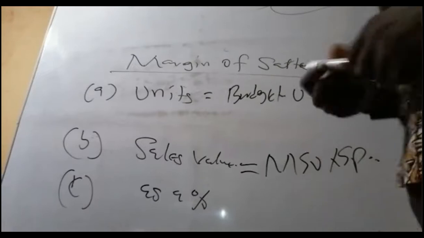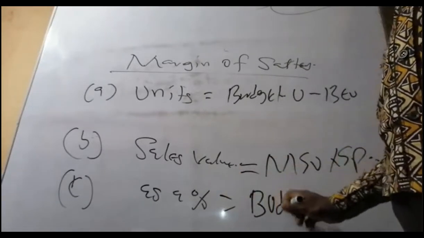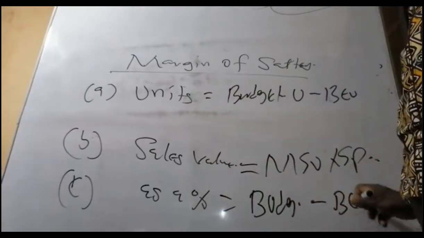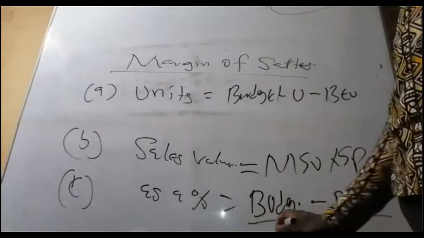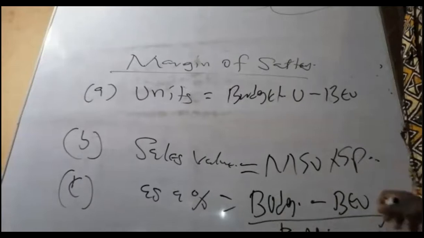Now, as a percentage, it is equal to budgeted units minus break-even units, all divided by what? The budget. All divided by budgeted units, times 100.